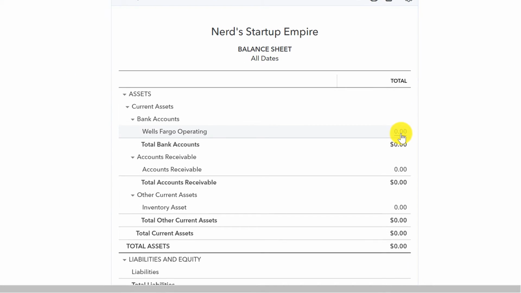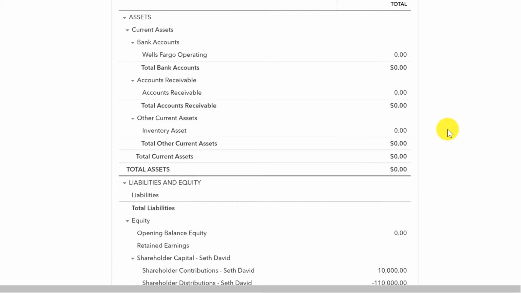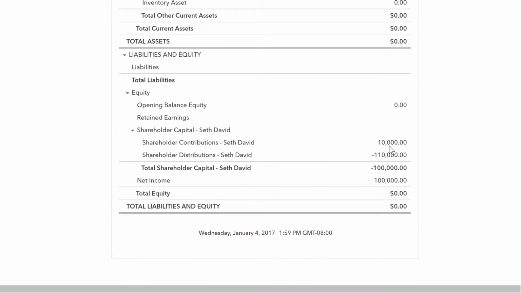So we've now drained all the cash. There's no money left in the business. Can't pay for anything. We originally contributed 10, but we've now taken out 110. So our net shareholder capital is negative 100,000. We earned 100,000 in income. That's how we're able to take that much out, that much more than what we contributed. And now our business net value or book value or net worth of our business is a big fat zero.